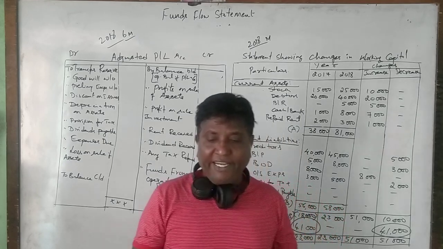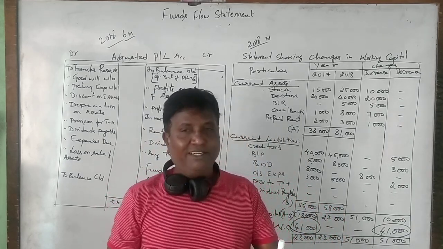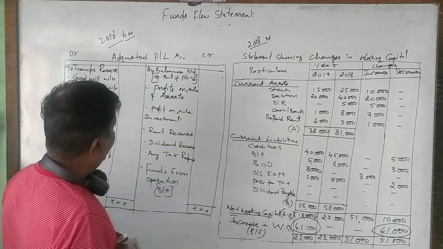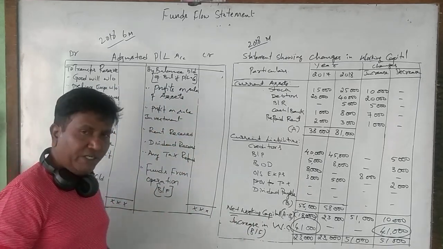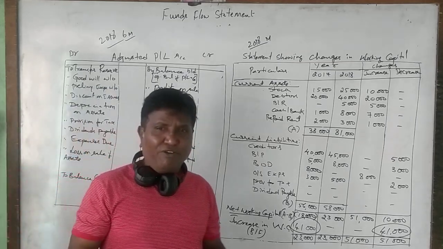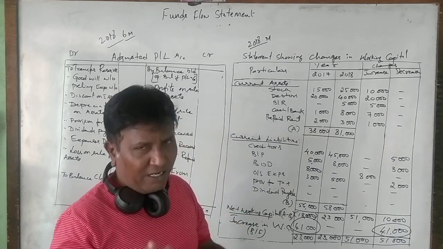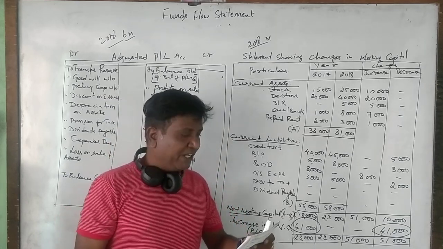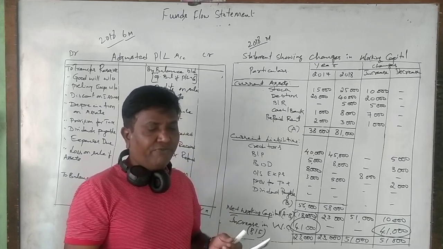From the following details, find out the funds from operation or funds lost in operation. When debit is more than credit, we get funds from operation. When credit is more than debit, then we get funds lost in operation. That will not arise here, I am just telling you. From the following details, find out funds from operation.